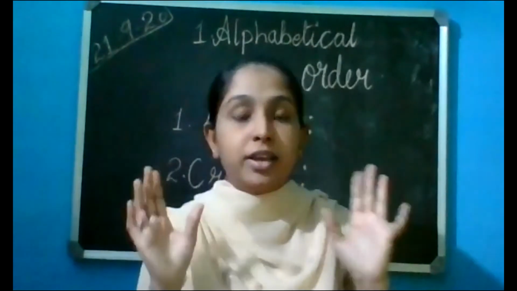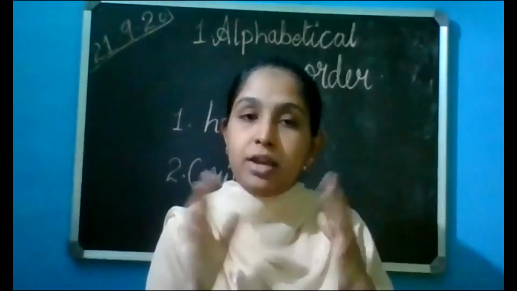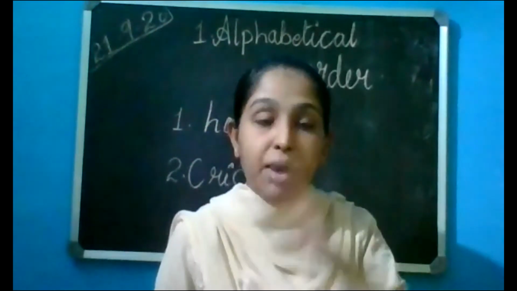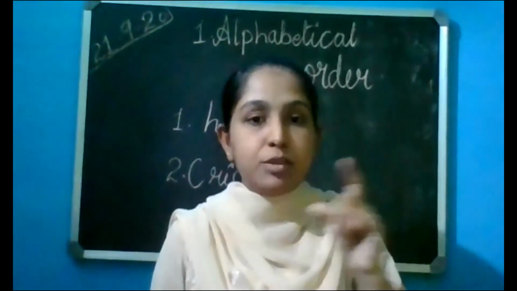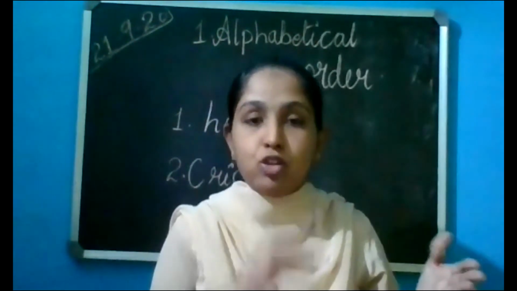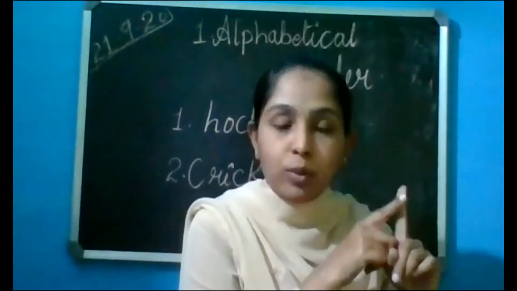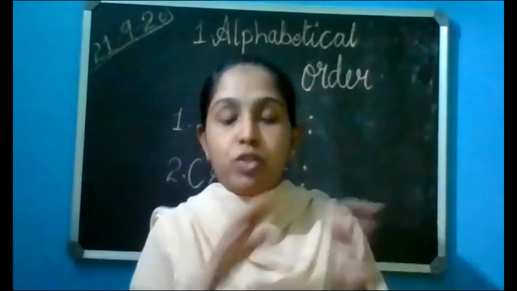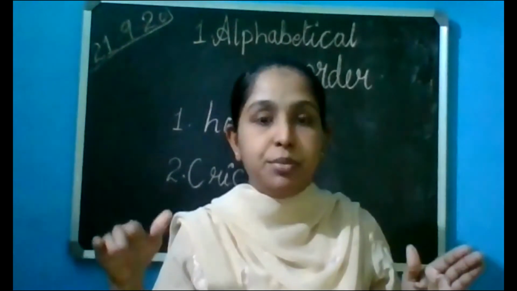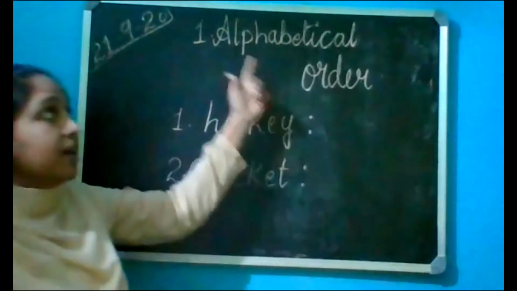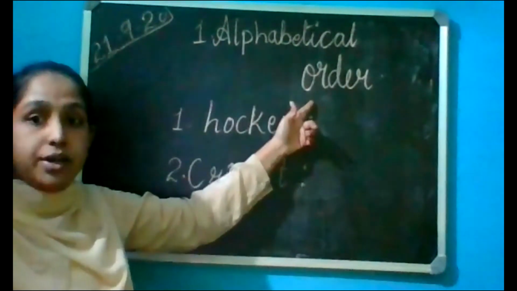First thing I would like to tell you: we always know that there are 26 letters. Can you ever see letter A coming after B? No, B will always come after A and C will come after B. There is a pattern: A comes first, B second, C third, D fourth. This is the order of the alphabets, and that order is called alphabetical order.